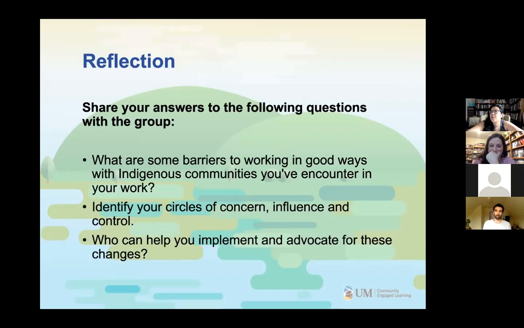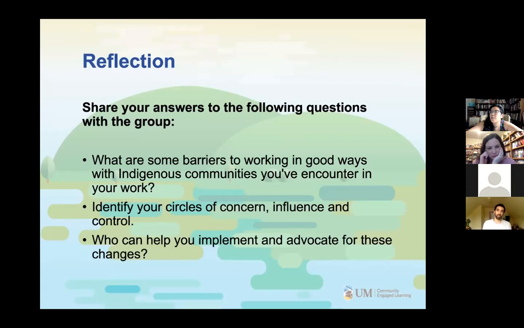Then we'll ask that you reflect about those different circles of concern, influence, and control. So maybe you identify a barrier around ceremony. That is your circle of concern. Who can you talk to? What resources do you have? How can you influence changes regarding those barriers in the institution? That's your circle of influence. And then what actions can you directly take? That's your circle of control. What people are in those circles, and what context and resources?